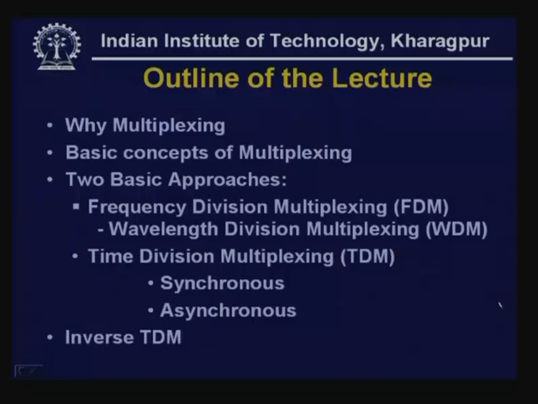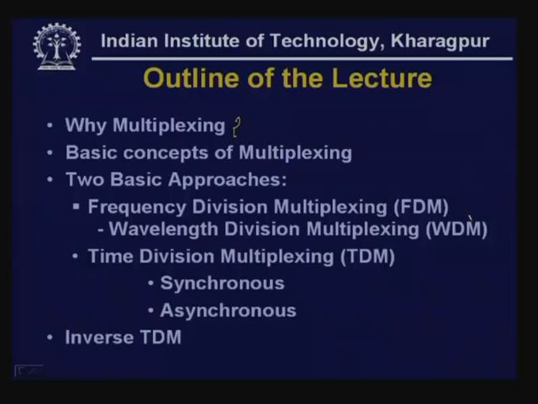First, we shall discuss why multiplexing, why do you really need multiplexing. Then we shall introduce to you the basic concepts of multiplexing, and as we shall see, there are two basic approaches of multiplexing. First one is known as frequency division multiplexing, and second one is known as time division multiplexing. One variation of this frequency division multiplexing is wavelength division multiplexing, which is used in the context of optical communication.